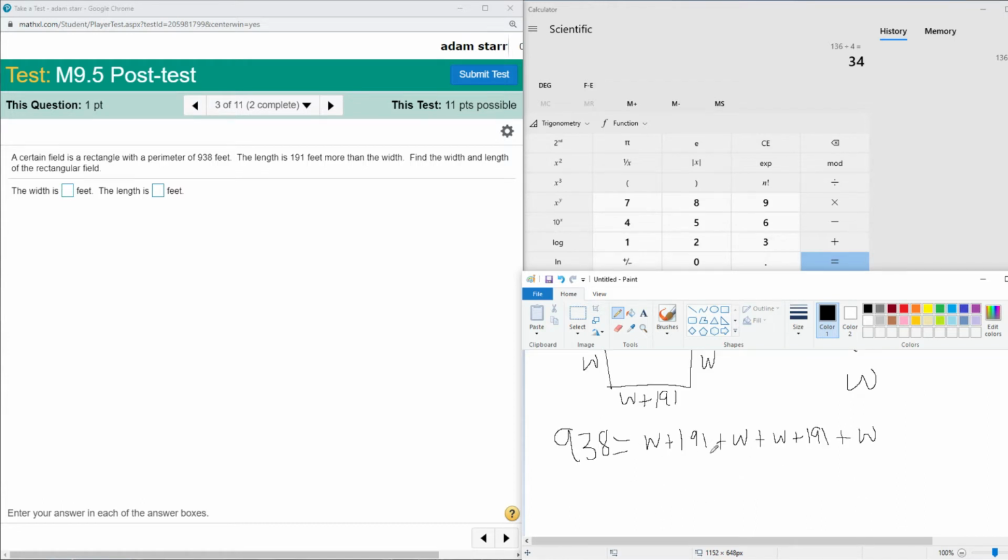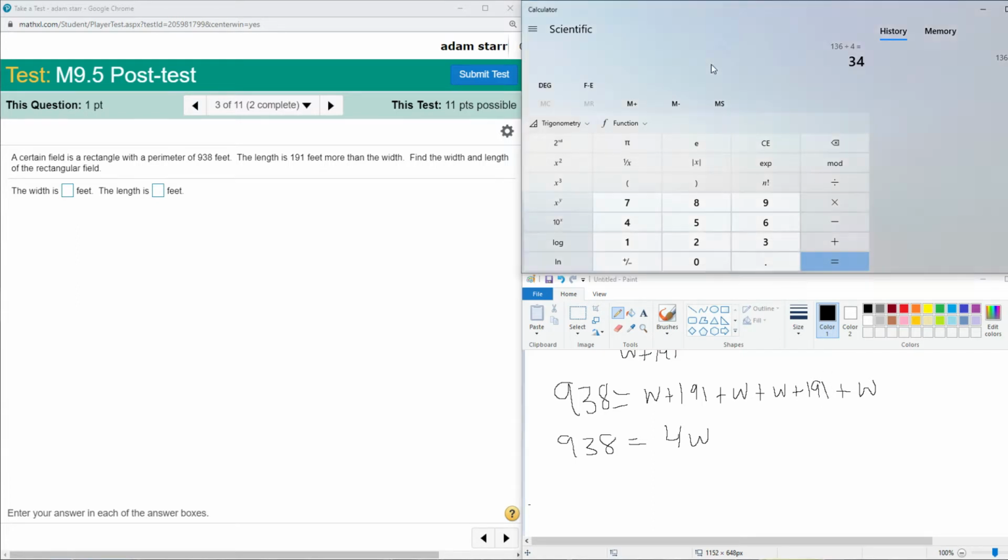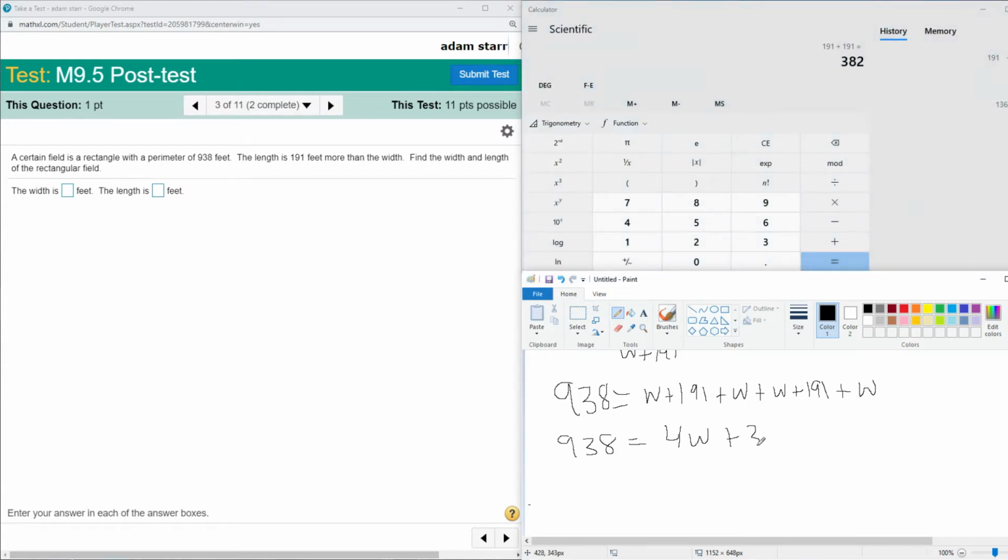And now I can solve this equation for W. So I have 938 equals, now I'm going to combine like terms. I have W plus W plus W plus W, it's 4W. Then I have 191 plus another 191. 191 plus 191 is 382, positive 382, so I'm adding it. And now I need to continue solving for W. So I'm going to subtract this 382 on both sides.